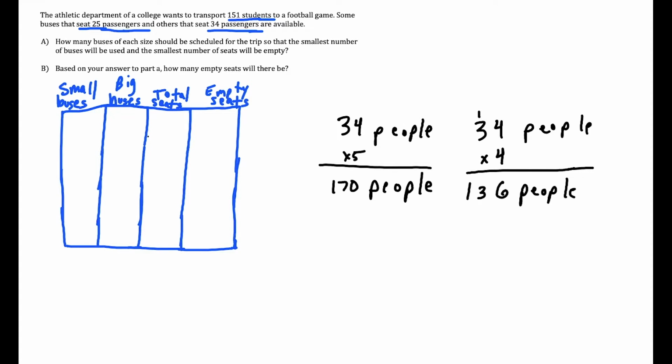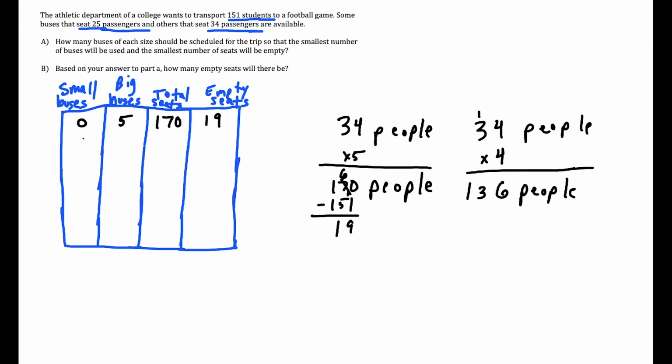So when we look at this scenario, we could start by saying the number of small buses we go with is 0. The number of big buses is 5. That'll offer us 170 seats. And then the number of empty seats, we could just subtract 151 from 170. If we borrow here, 10 minus 1 is 9, 6 minus 5 is 1, so there will be 19 empty seats. We're subtracting the 151 students from the total number of seats to see how many seats would be left.